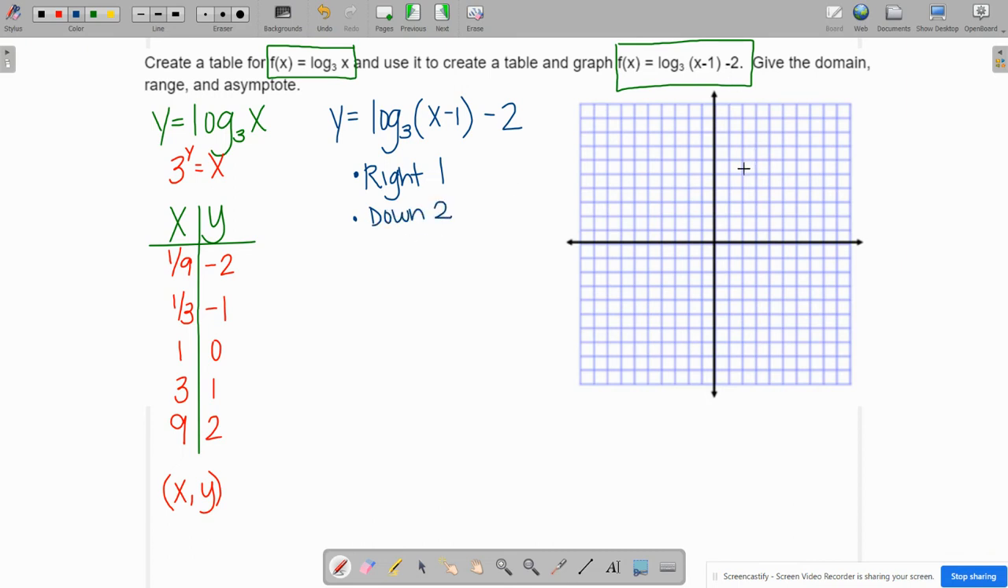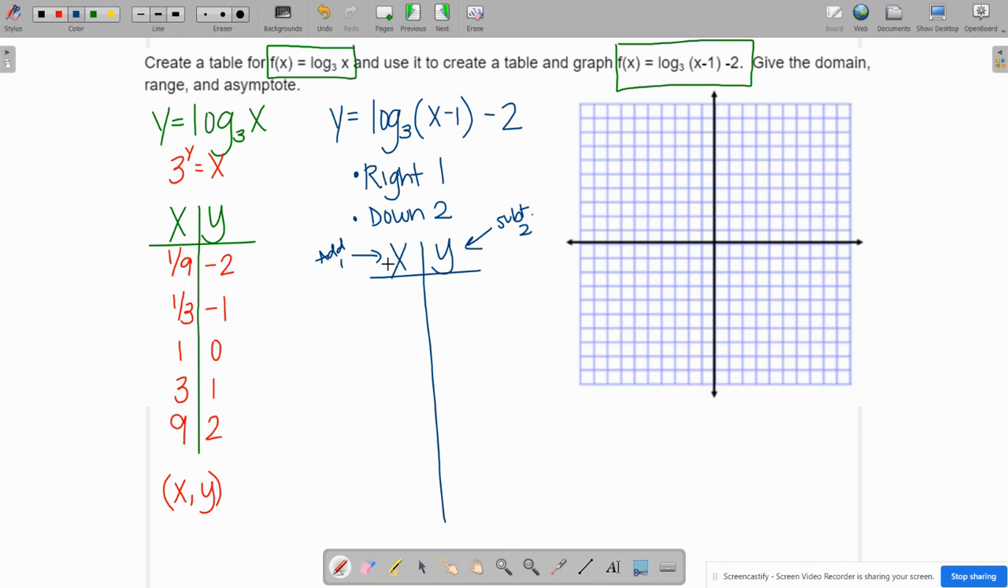So if you take a point and you move it right 1, that means that you're just taking your x coordinate and adding 1. So in our columns on our table, for our x values, we're going to want to add 1. And then moving a point down 2 just means that you're taking 2 away from whatever your y is. So we're going to subtract 2 from the y's over here in order to get the y column. So let's go ahead and do that.